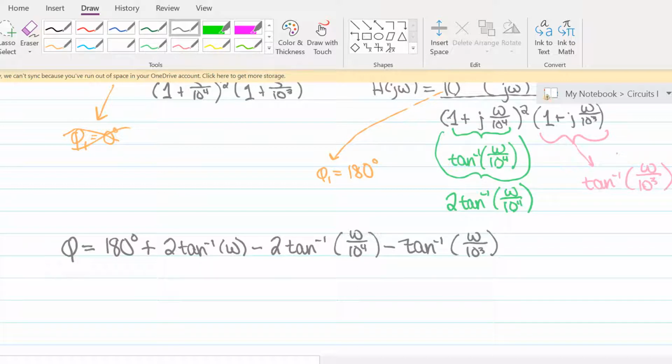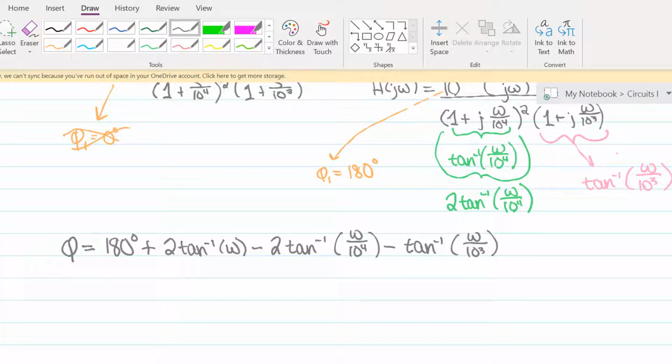Okay, so there's our phase. Just like with the magnitude, we want to do term by term. So I'm going to first graph the 4 terms separately, and then I'll look at taking the sum at the very end.